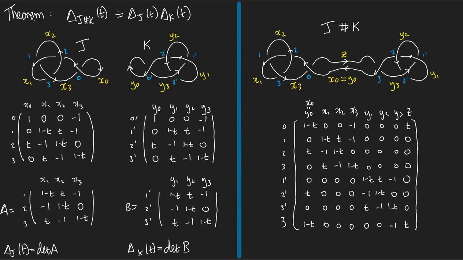So, what does the theorem say? The theorem says that the Alexander polynomial of a sum of two oriented knots, J and K, is equal dot, so not strictly equal, but equal up to signs and powers of t, to the product of the Alexander polynomial of J and the Alexander polynomial of K. And so the Alexander polynomial of a sum is the product of the Alexander polynomials. And I'm going to demonstrate how the proof works in the case of the sum of two trefoils.